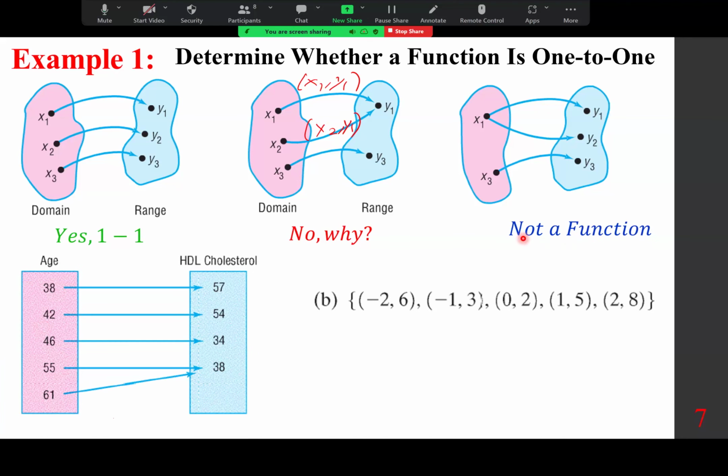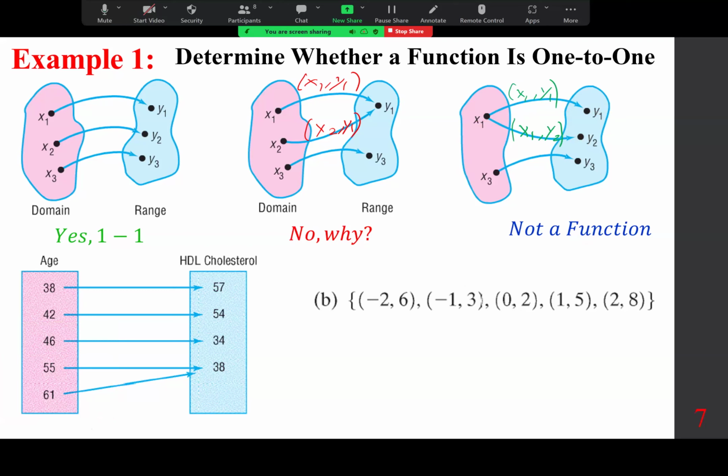And the next one, it's not even a function because x sub 1, y sub 1, x sub 1, y sub 2. So the domain is being repeated. So it's not a function. Let me just write that. So this means x sub 1, y sub 1. This means x sub 1, y sub 2. It fails to be a function. So the x is being repeated.